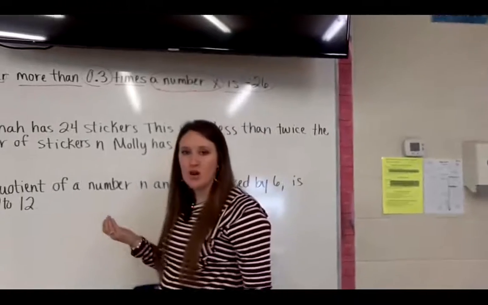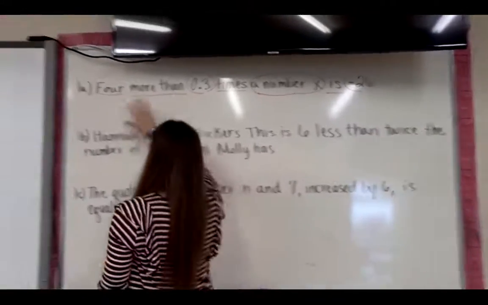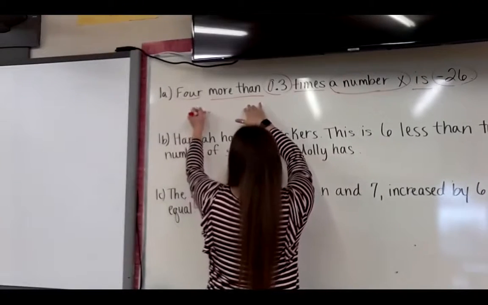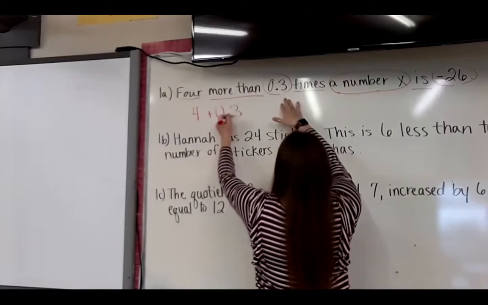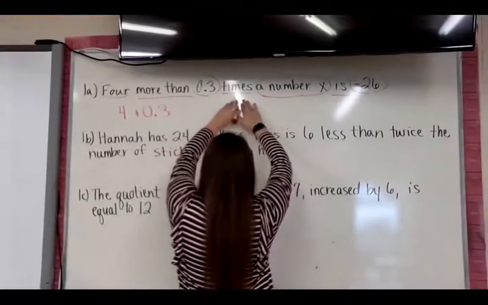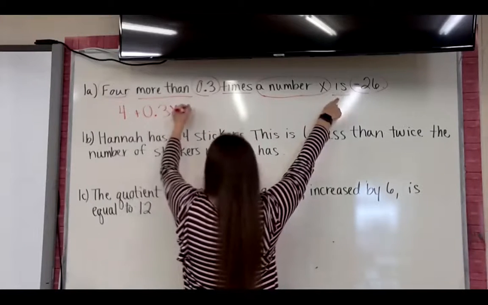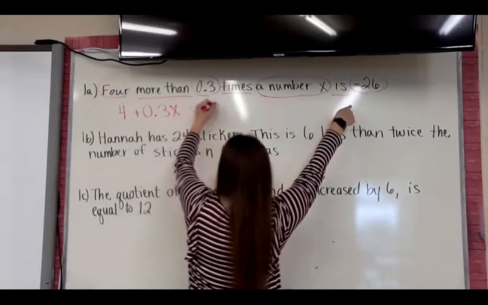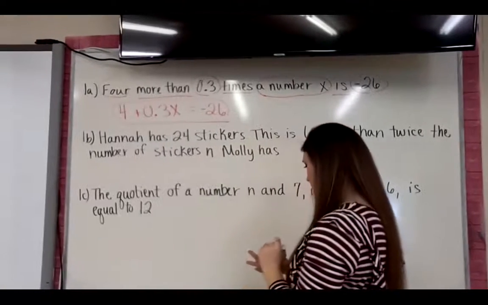So circle things are our numbers, underline things tell us what to do between them. So we have 4 more than. So 4 plus, more than means add, 0.3 times, we're going to be multiplying that, a number x. So times, we have this times this. So 0.3x equals negative 26. There's our equation.